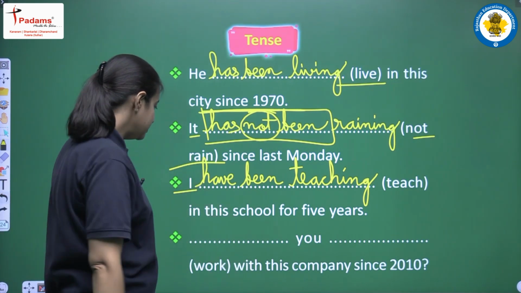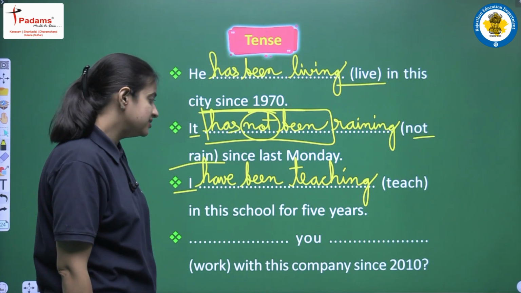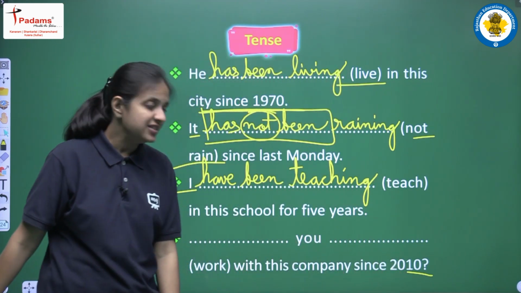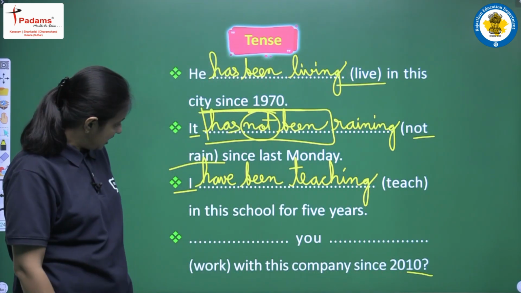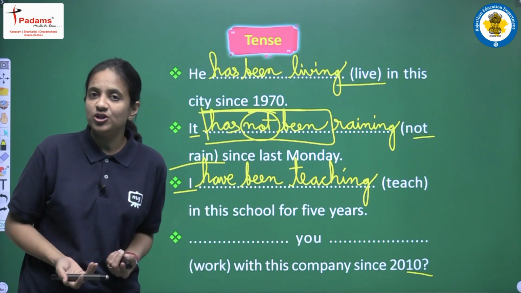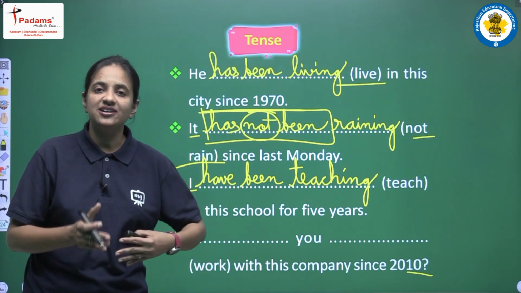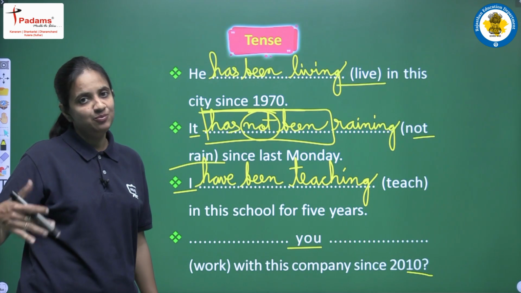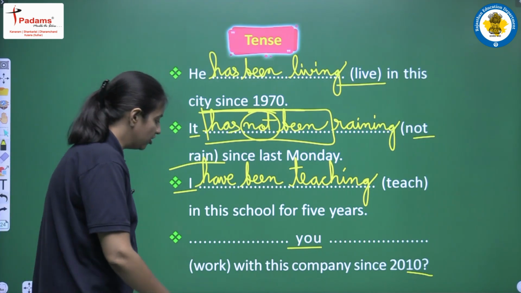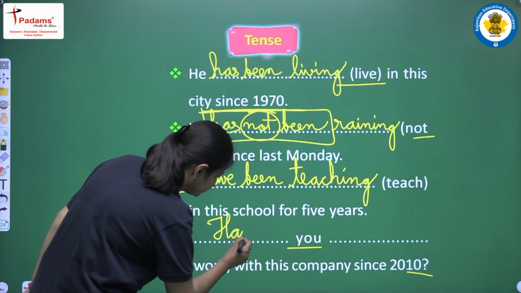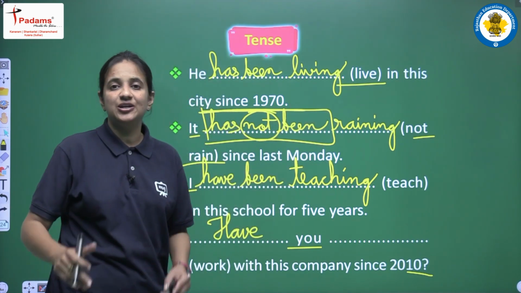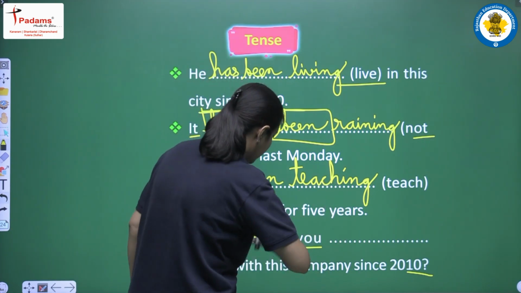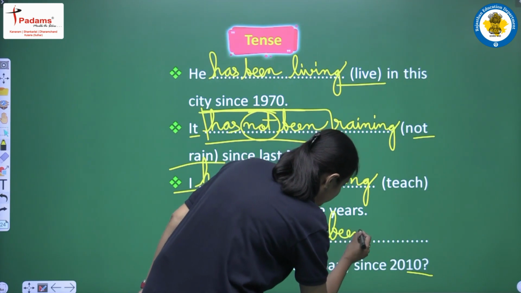Okay. Next is you work with this company since 2010, and at the end we are having one question mark. It means this is the interrogative sentence. Okay, so interrogative sentence, and we are having no WH word here, so obviously we have to add helping verb at the beginning of the sentence, and we are having you as a subject, that is a plural one. So for plural subjects we always use have. And now again just remember the rule that in interrogative structure the subject will come between have and been. So been we will write here.